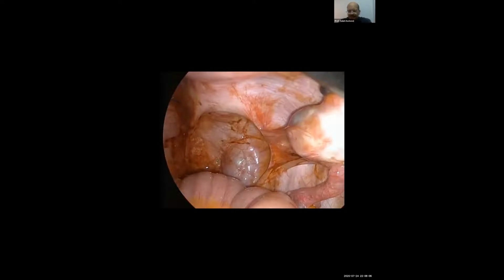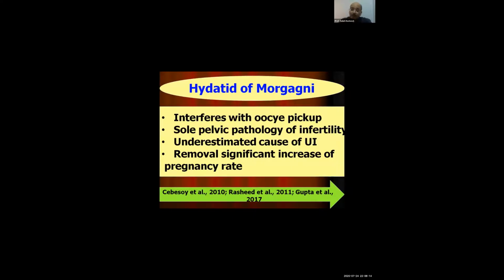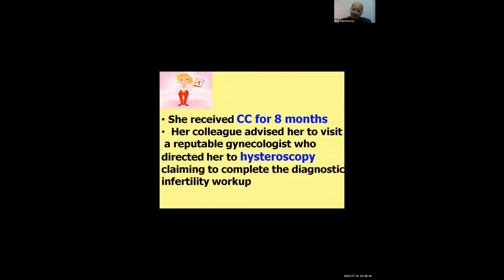So why is this not applied to the hydatid of Morgagni, which is highly prevalent in women with unexplained infertility? And many studies concluded that their removal was associated with a significant increase in the pregnancy rate in women with unexplained infertility, particularly if these hydatid of Morgagni were associated with three characters: if they were bilateral, if they were fimbrial, and if they were more than 2 centimeters in diameter, which can be easily assessed by the laparoscopic probe. Whatever, they were overlooked by the gynecologist.